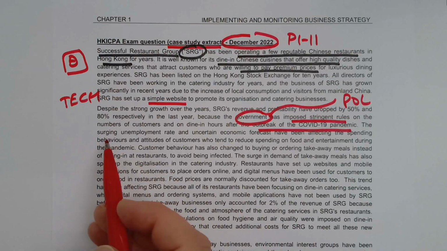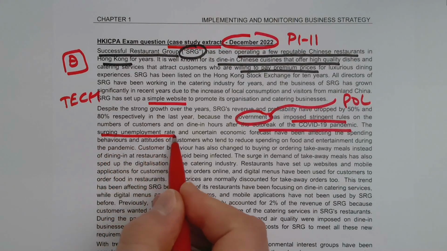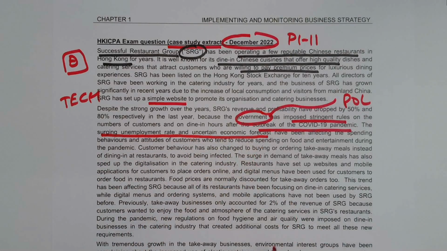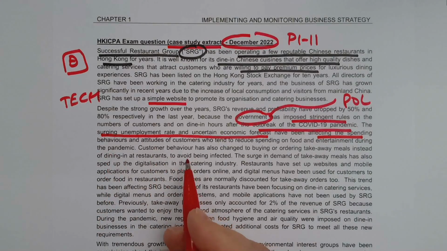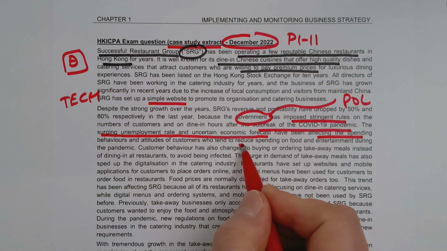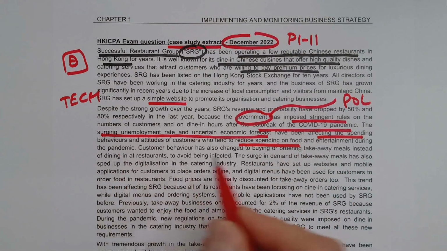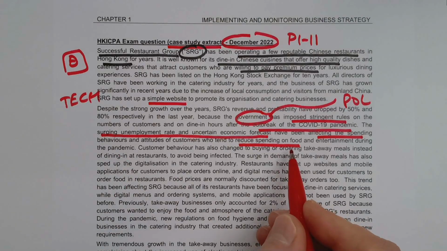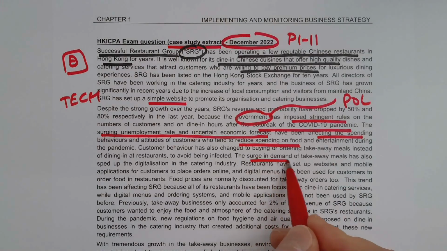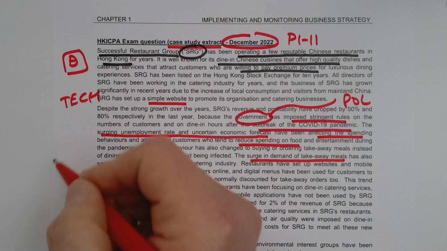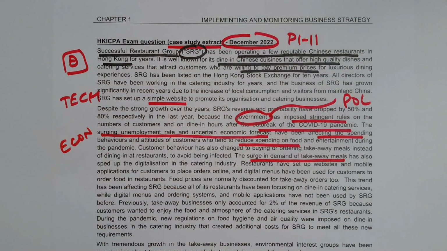So if we carry on reading, it next says this. Surging unemployment and uncertain economic forecast have been affecting the spending behaviours of the customers. And what they're wanting to do is reduce spending on food and entertainment during the pandemic. So they're not buying food, they're not dining in. Instead, what they're doing is they are taking away. So this is all to do with spending and our economic problems here.